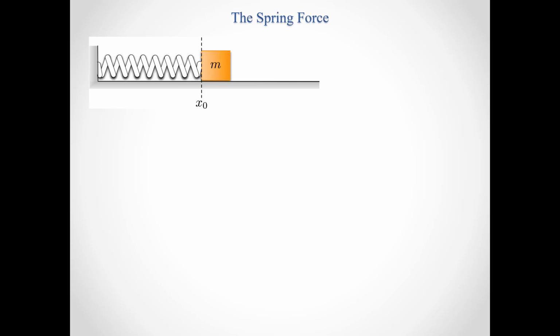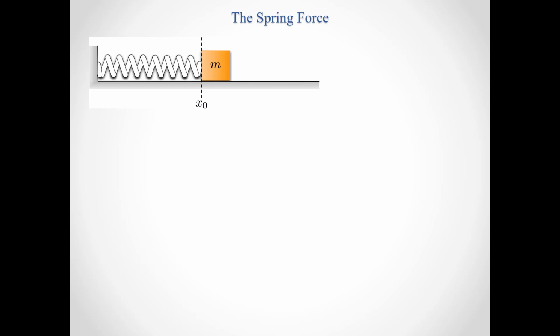Another force to add to our list of forces is the elastic or spring force. Here I have a mass sitting on a frictionless horizontal surface. One end of a spring is attached to the mass. The other end of the spring is attached to a wall. This gives me a horizontal spring and mass system.